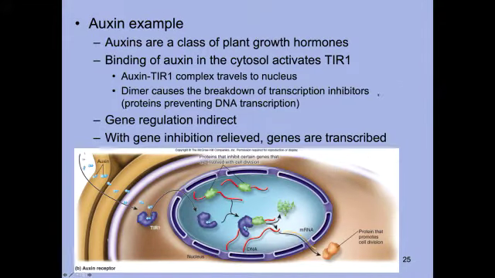Now with auxin, we have a different type of regulation. Auxins are plant growth hormones, and auxin is going to bind its receptor here in the cytosol. So here's our auxin, these little blue molecules. They pass freely across the plasma membrane, and they are binding to their receptor in the cytosol.